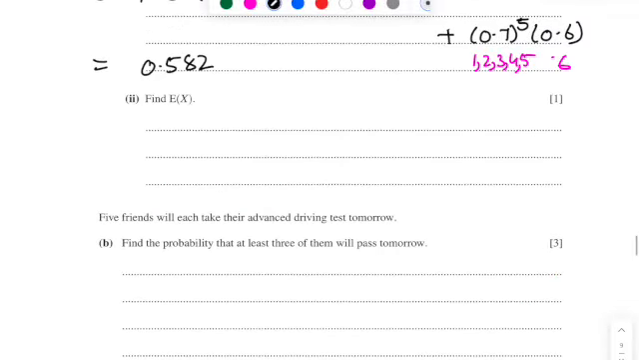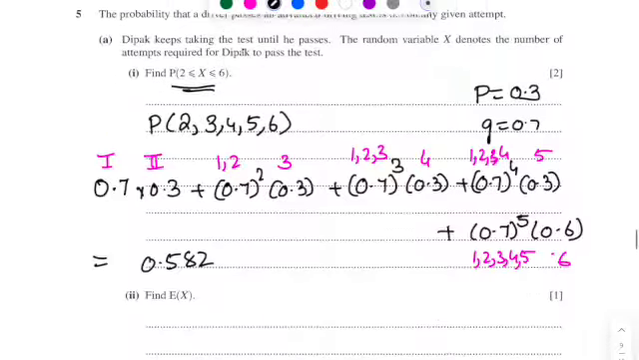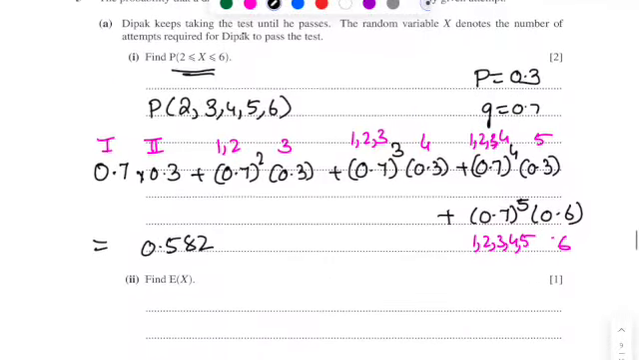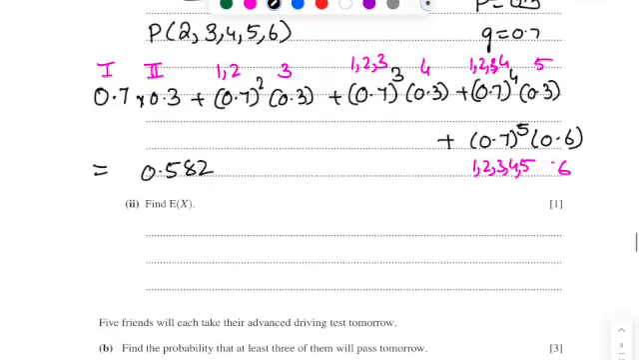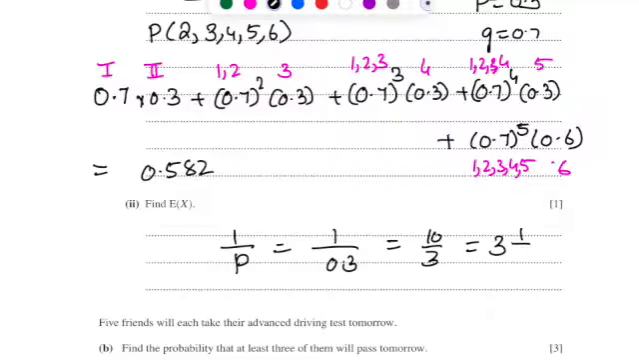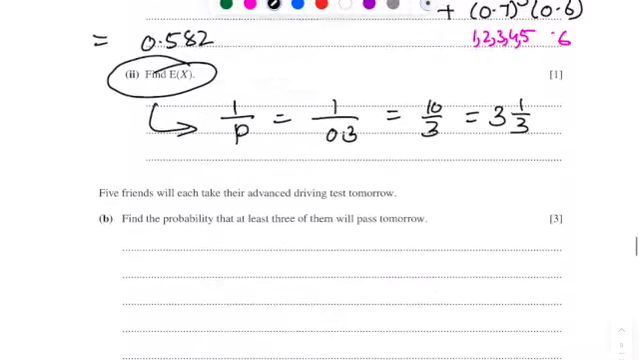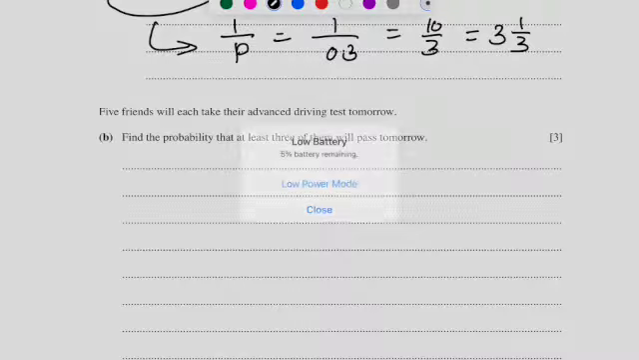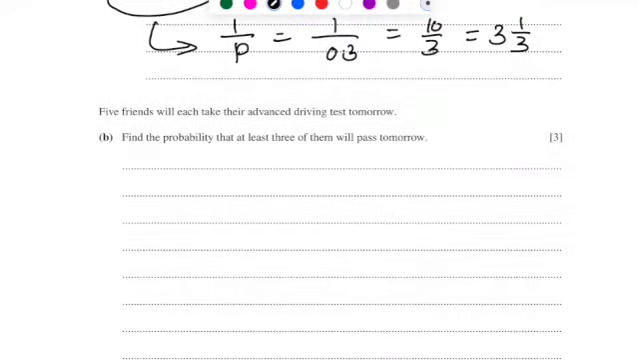Now expected value, remember expected value is going to be the formula 1 upon P. So 1 upon 0.3, which is nothing but 10 by 3, which is 3 1 upon 3. For geometric distribution, the formula is expected value is 1 upon P. 5 friends will take their advanced driving test tomorrow. Find the probability that at least 3 of them will pass tomorrow.